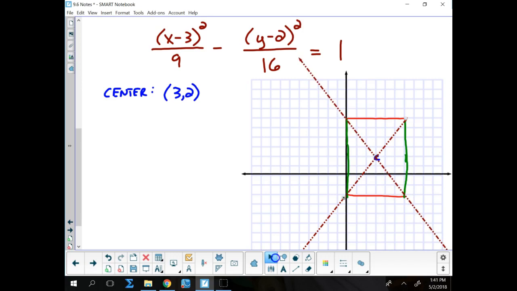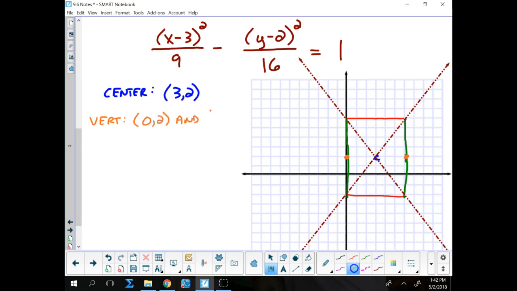Does it open left and right, or does it open up and down? Left and right, because it's x squared. Okay? Or x squared comes first, I should say. Okay? So that puts my vertices here and there. So that's at 0, 2 and 6, 2.